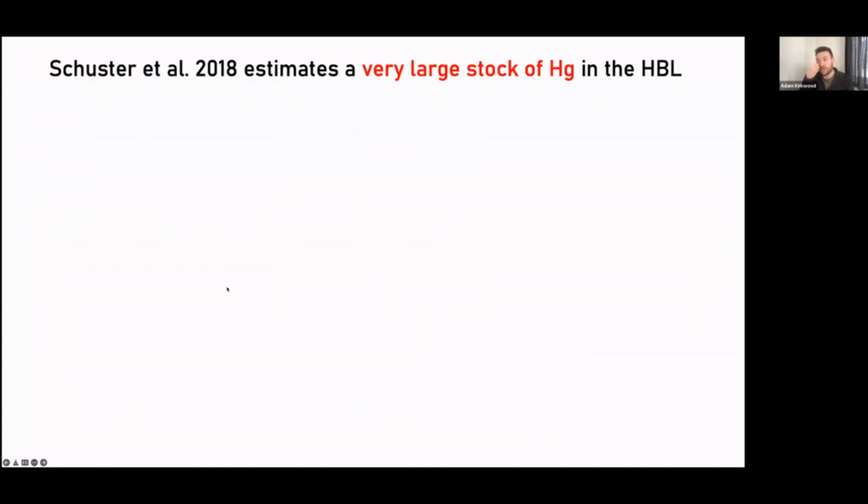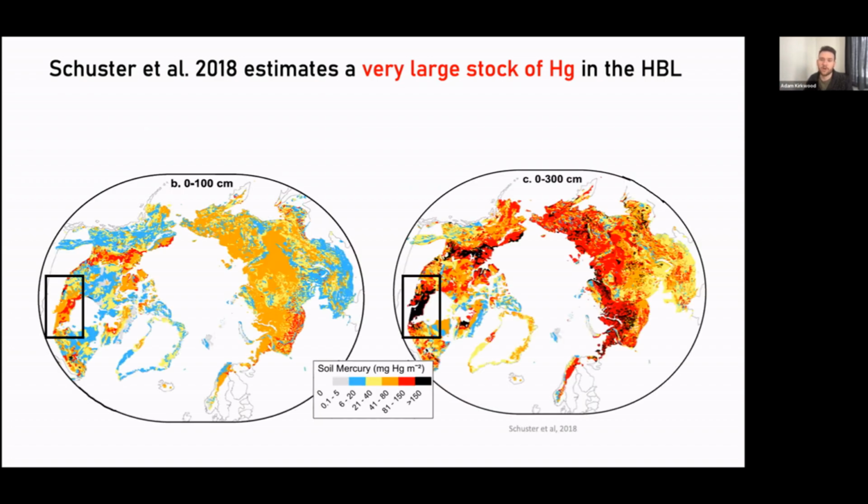So coming back to the Schuster et al. 2018 paper, they estimate that there's a very large stock of mercury in the Hudson Bay Lowlands. So you can see I've outlined the Hudson Bay area in black on both of these boxes. And in each case, from 0 to 100 centimeters and 0 to 300 centimeters, the Hudson Bay Lowlands has about the highest concentration in all of the circumpolar north.